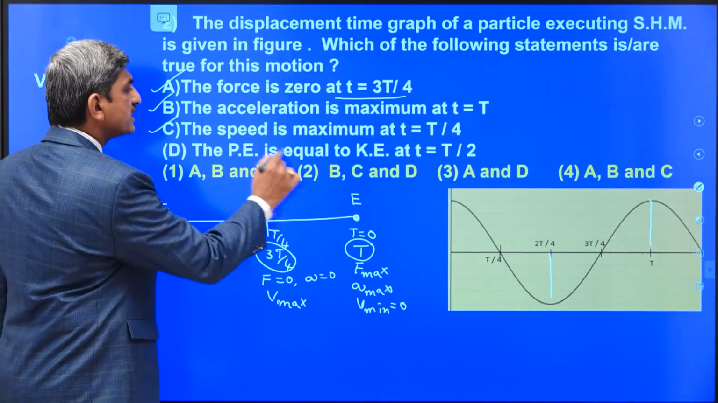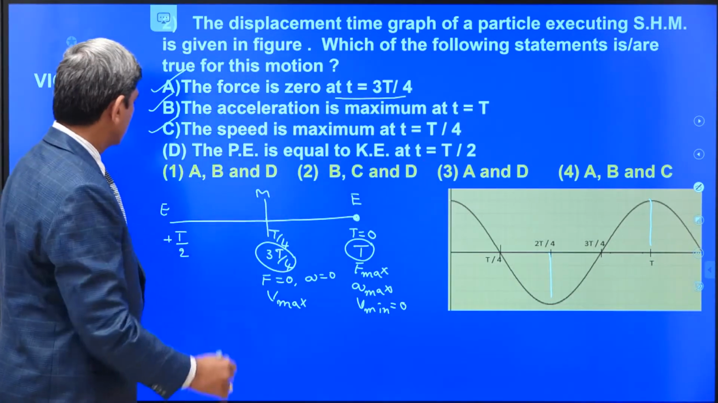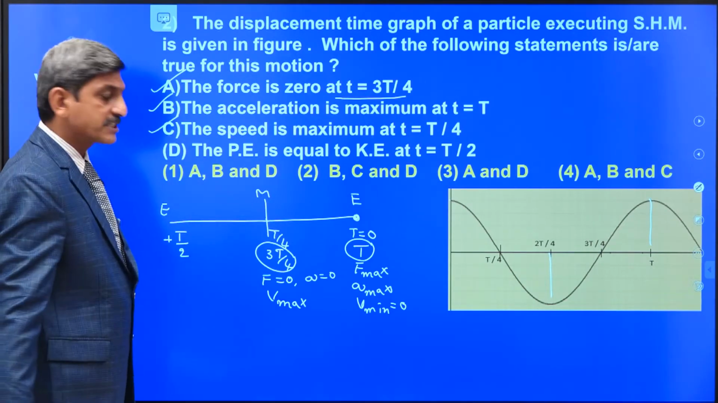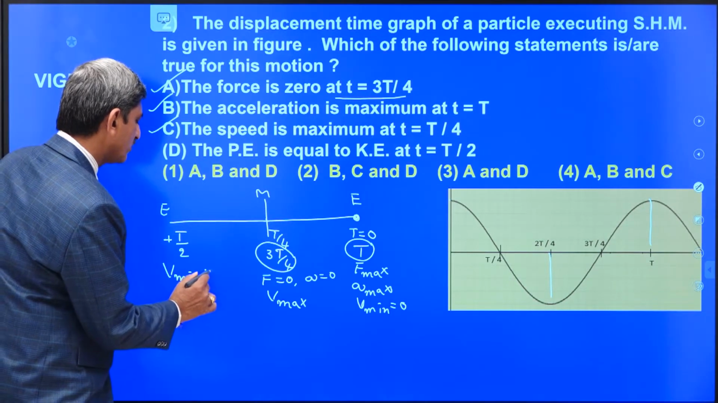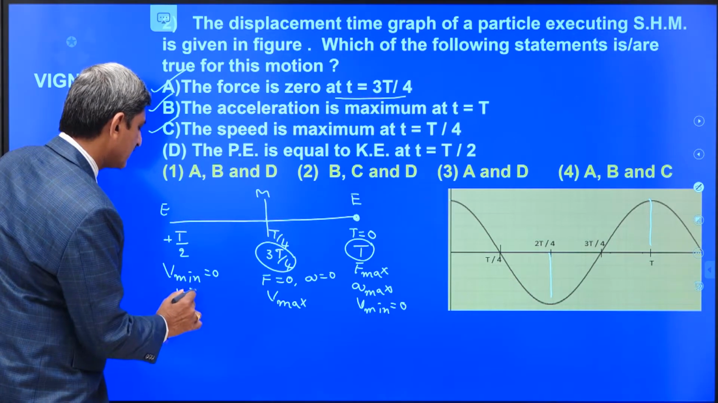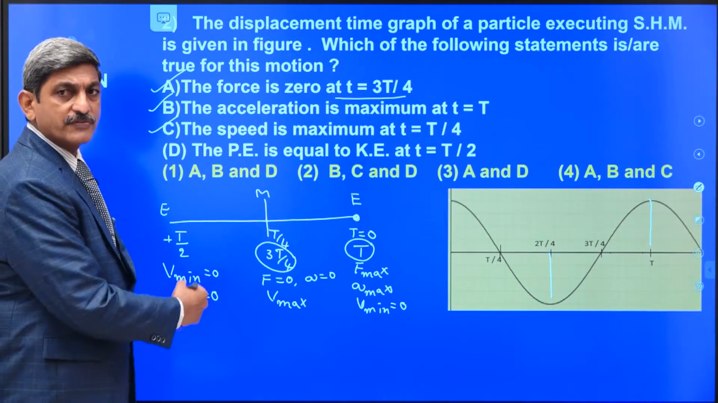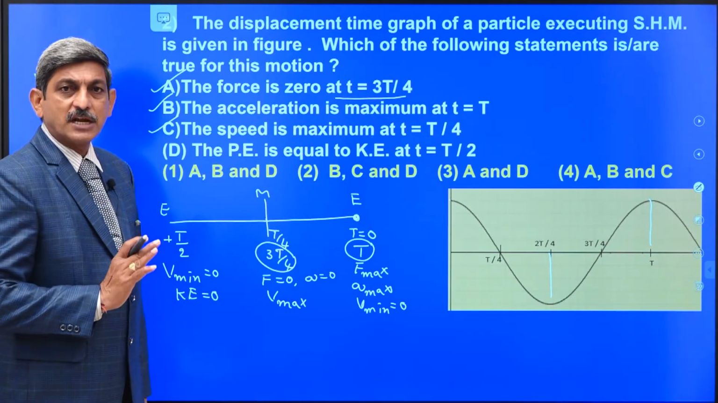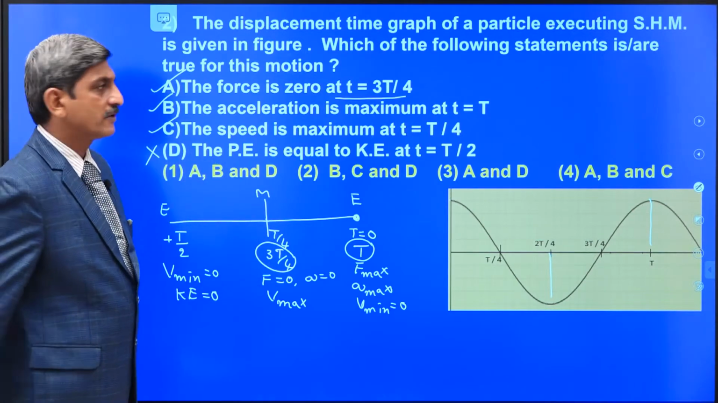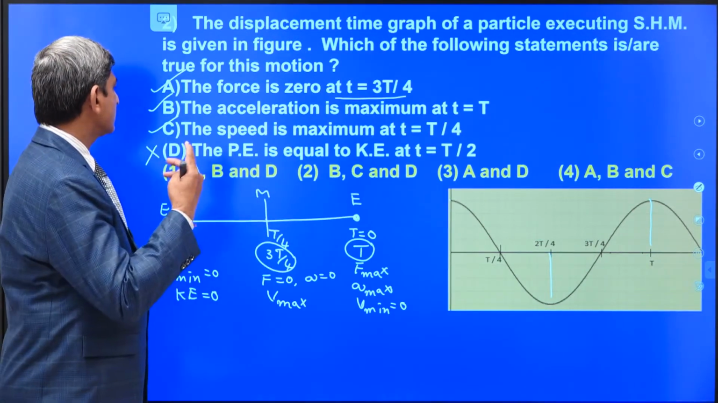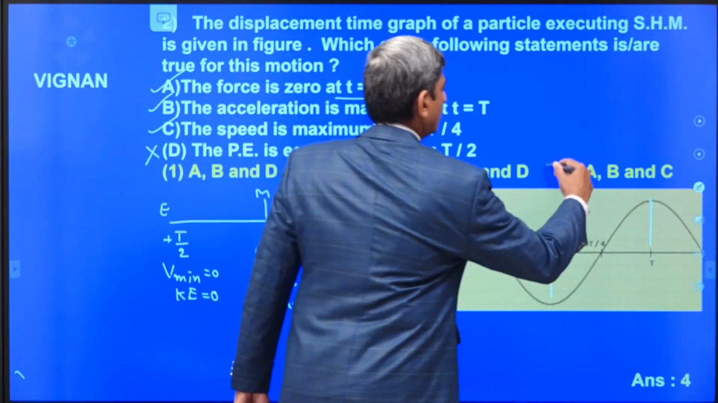The potential energy is equal to the kinetic energy at t is equal to T by 2. So at t is equal to T by 2, the particle is at the extreme position. At this extreme position, the velocity of the particle is minimum, which is equal to 0, so that the kinetic energy is also equal to 0. That's why when the time is equal to half of the time period, the kinetic energy is not equal to the potential energy. That's why the statement D is wrong. So in the given 4 statements, the statements A, B, C are right and D is wrong, so that your answer is 4.